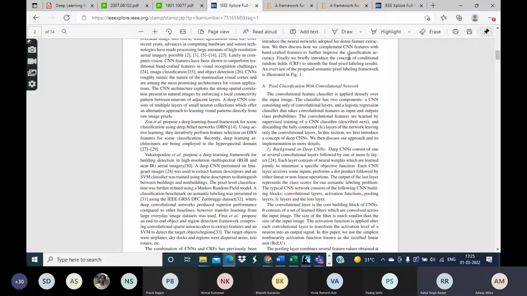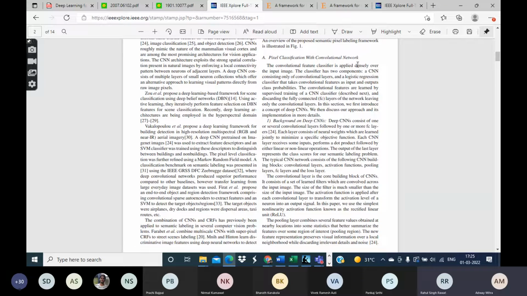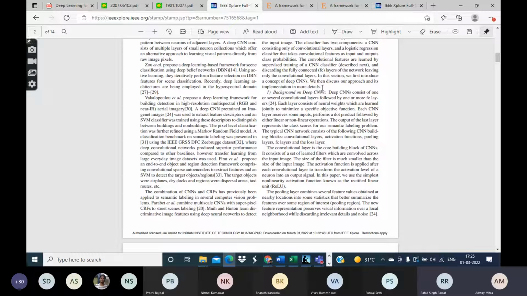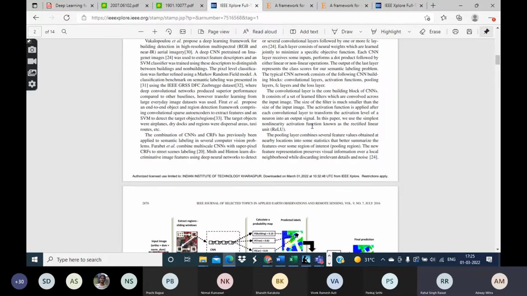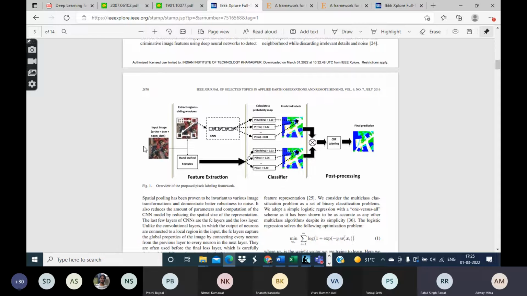Okay, so pixel classification with a convolutional network. They show how the CNN will do the pixel-wise classification. So this is their formula. They take the image as a whole.